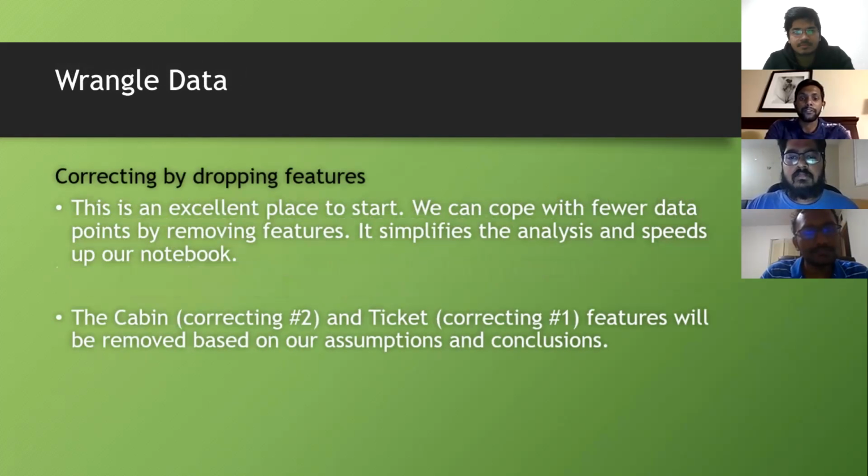Correcting by dropping features is an excellent place to start. We can cope with fewer data points by removing features. It simplifies the analysis and speeds up our notebook. There are two features, cabin and ticket, which will be removed based on our assumptions and conclusions. Next slide, please.